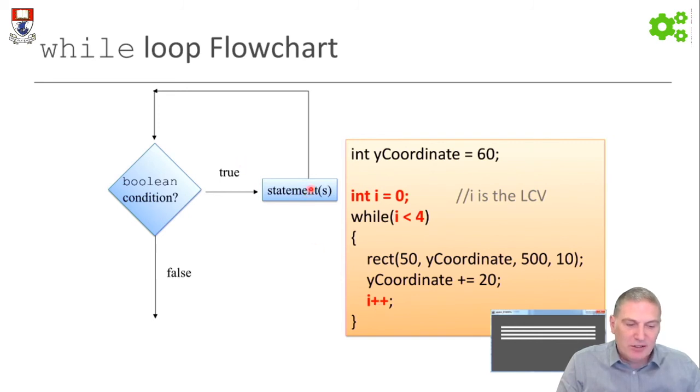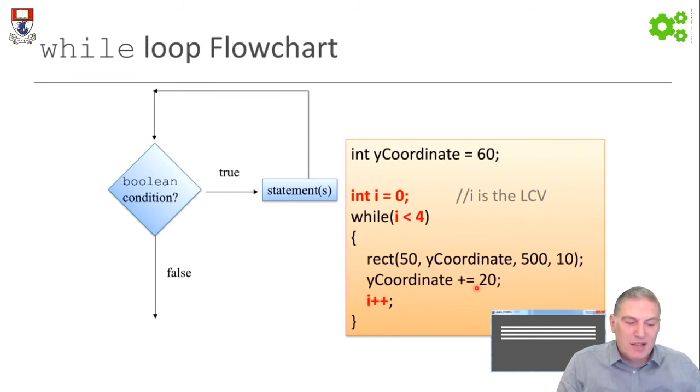So we've executed our statements. We come back around the loop and we test the condition, the Boolean condition. And the condition is I less than 4? Now I is currently 1. We're testing is 1 less than 4. It is. So we come in here and we draw the second rectangle.